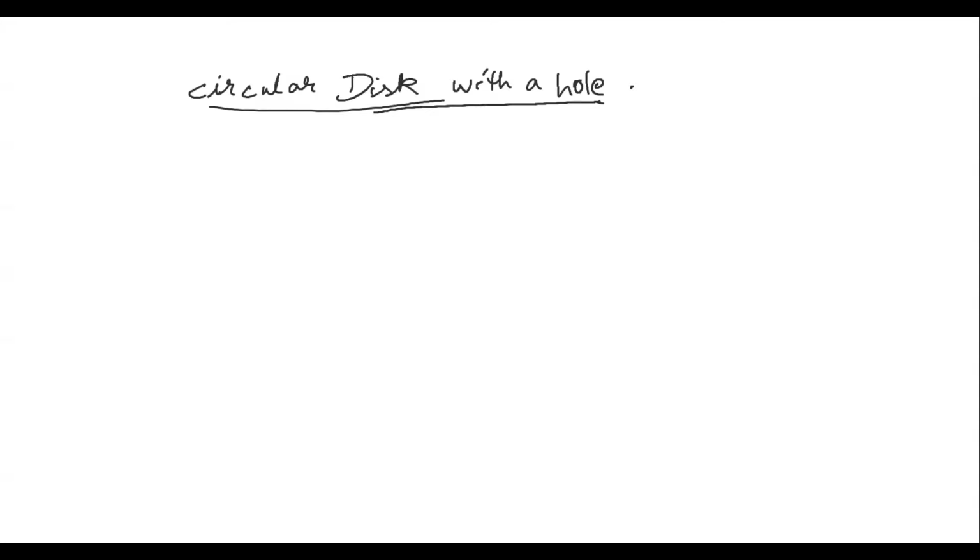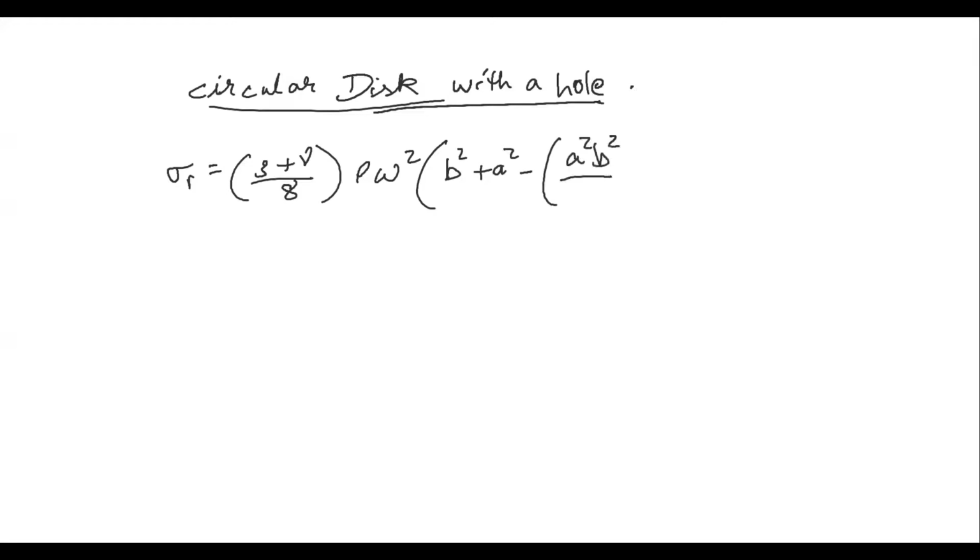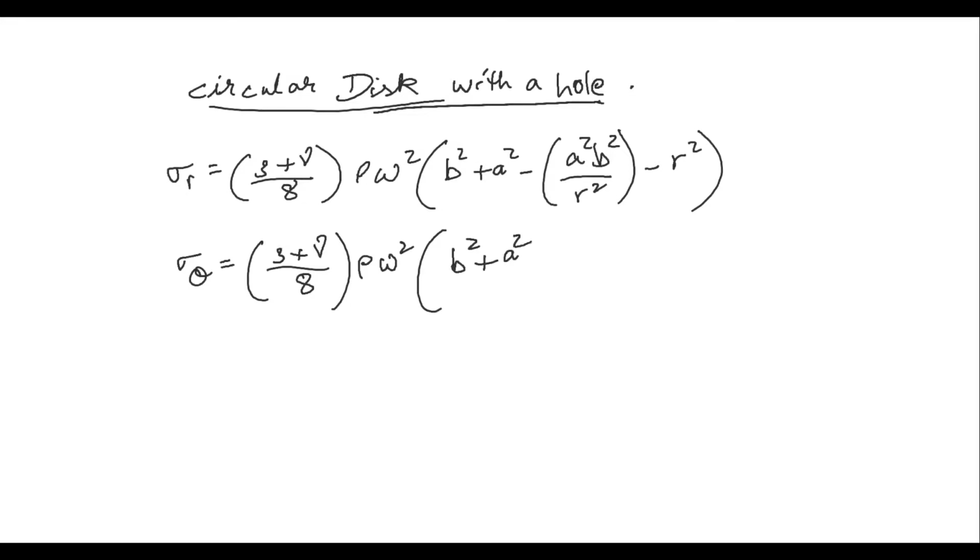(3 plus Poisson's ratio) divided by 8 into rho into omega square into (b square plus a square minus a square b square by r square minus r square), and sigma theta equals (3 plus Poisson's ratio) divided by 8 into rho into omega square into (b square plus a square plus a square b square by r square minus (1 plus 3 Poisson's ratio) divided by (3 plus Poisson's ratio) into r square).